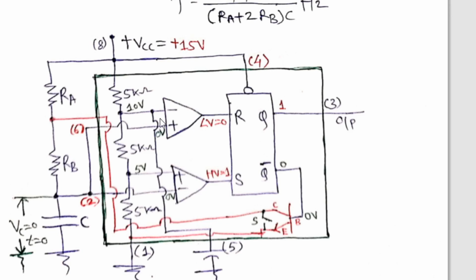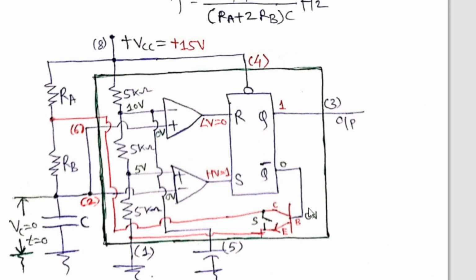So if you look at the upper comparator, the minus terminal is at 10 volt and the plus terminal is at 0 volt, so the output is low voltage. If you look at the lower comparator, the positive terminal is 5 volt and the negative terminal is 0 volt, so the output is high voltage because this voltage is greater. Therefore, in the beginning, as soon as you turn on the power supply, Q is in logic 1, so the output is high. Q bar is in logic 0.